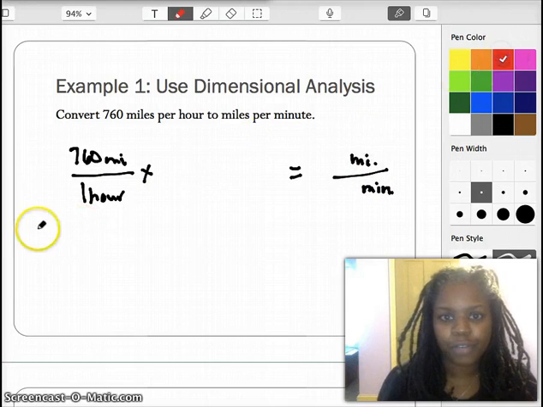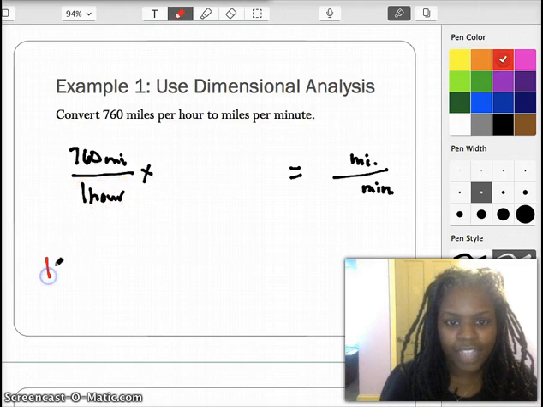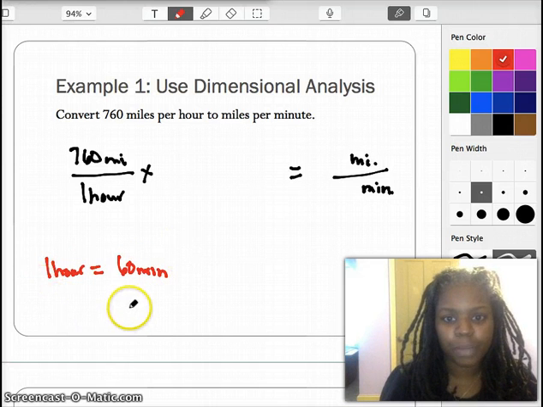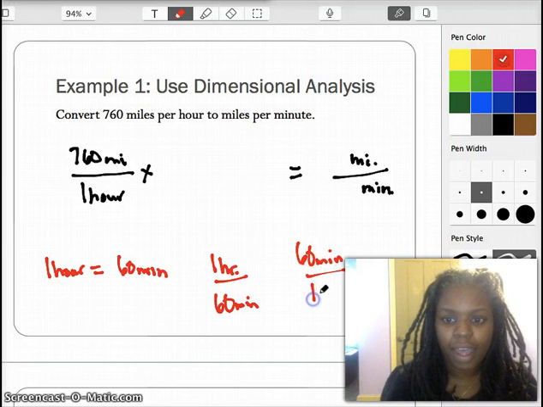So here's what I do. I'm going to write this in red. I know that I want to go from hours to minutes. So I have to ask myself, in 1 hour, how many minutes are there? There's 60 minutes. So since I have this relationship here, I can write this in 2 ways. I can write it as 1 hour, and I'm going to use the abbreviation, over 60 minutes. Or I can write it as 60 minutes over 1 hour.